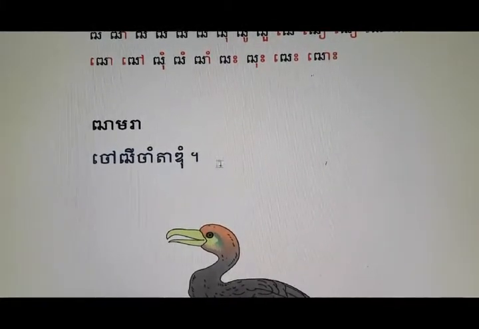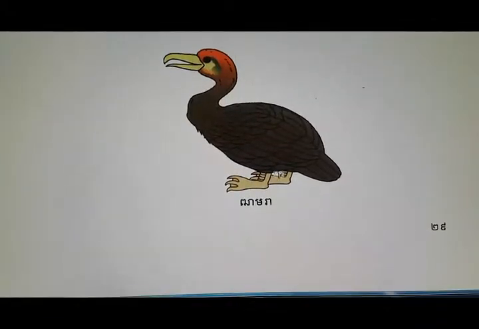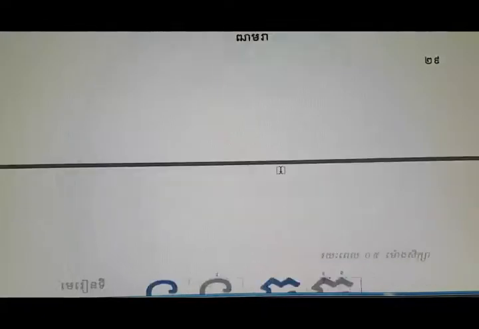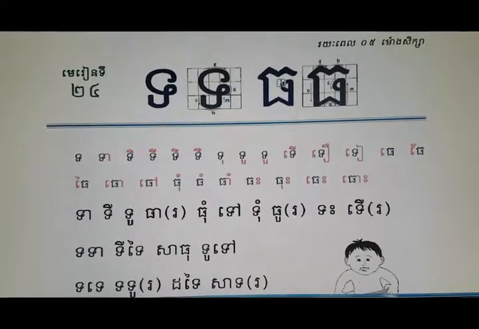So thiêm is a type of bird in this picture. Say thiêm ra in Khmer. Okay. The next one is to and to.